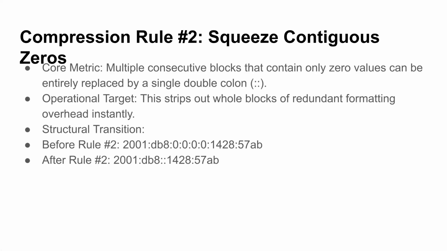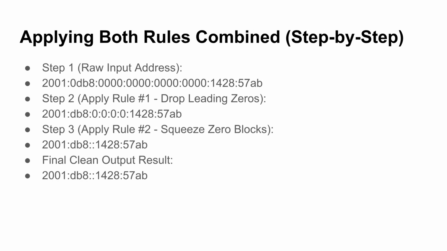The second compression rule is to squeeze contiguous zeros. If you have multiple consecutive blocks that contain only zero values, you can replace them entirely with a single double colon. Let's apply these rules together.